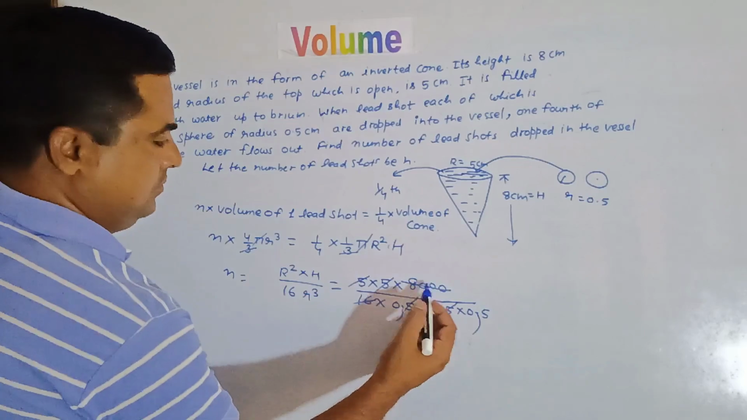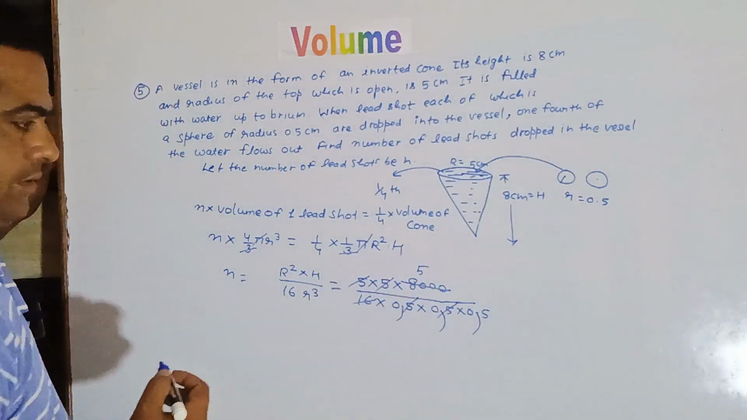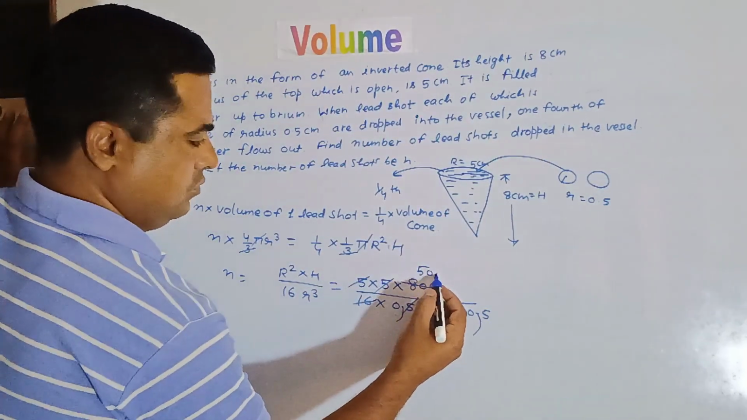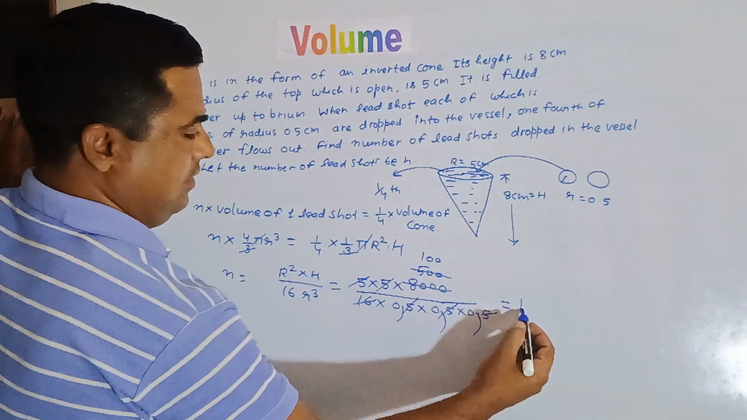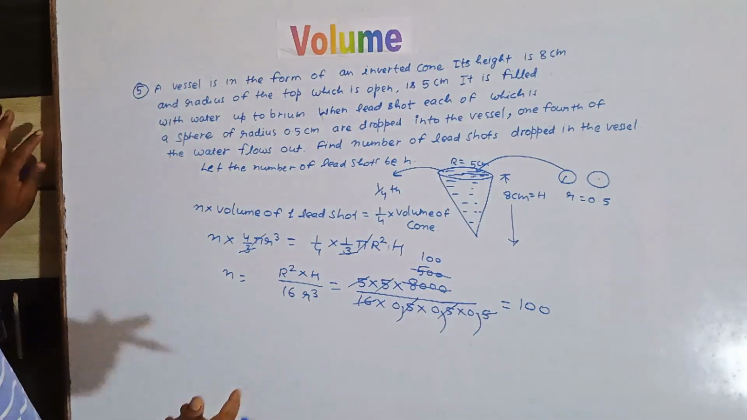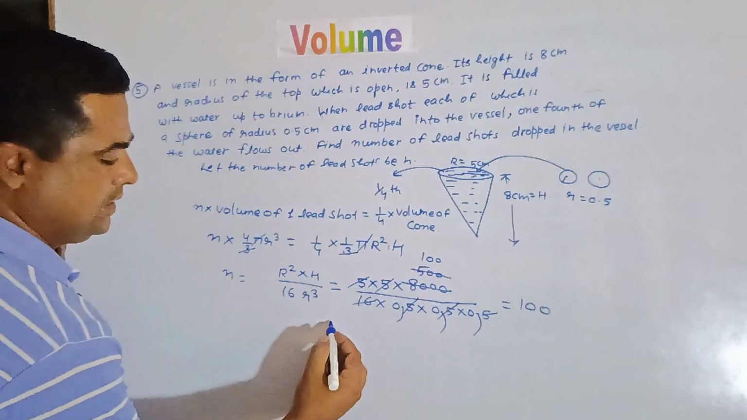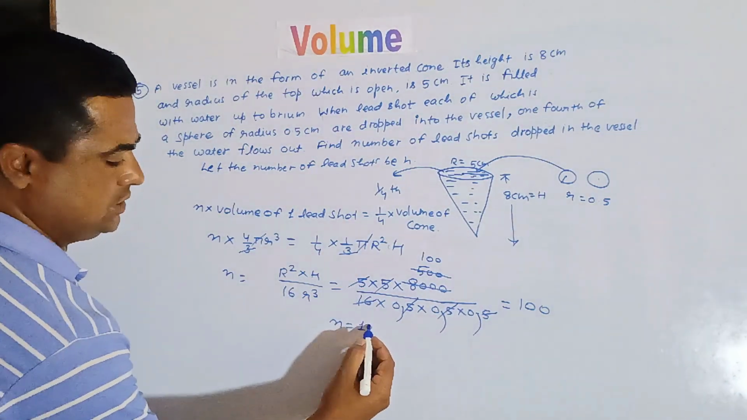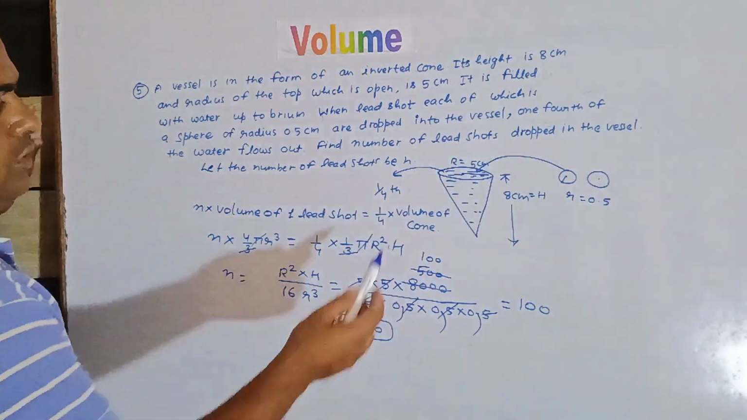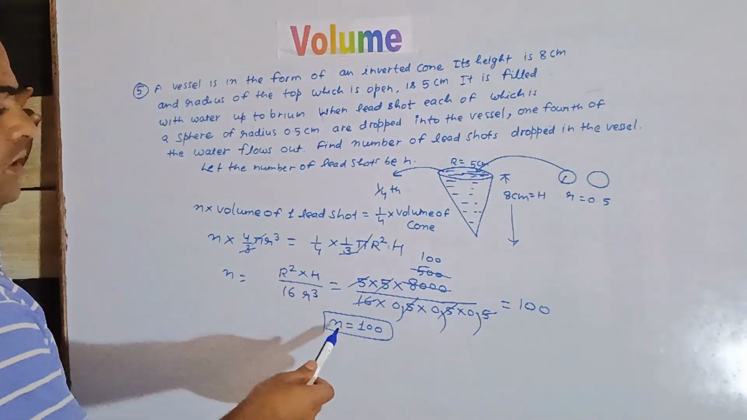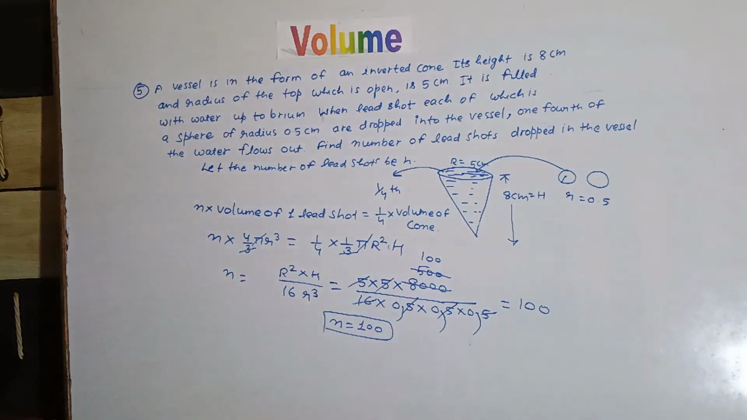Now 16, 5 16s are 80, so 500, and 5 1s are 5. This is n equals to 100, means the value of n is 100. You can say 100 lead shots can be dropped in this vessel. So 1/4 water is coming out from this vessel, so your answer will be 100 lead shots.